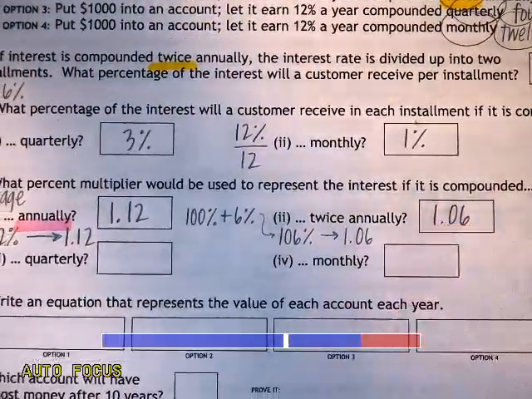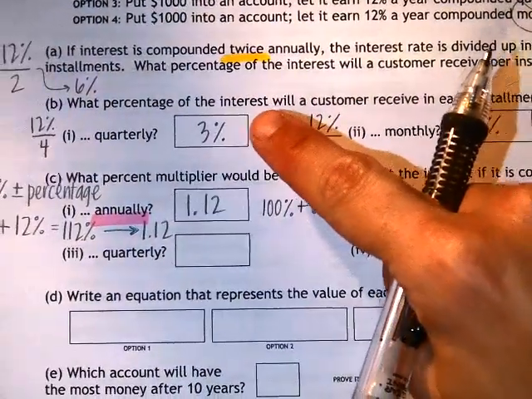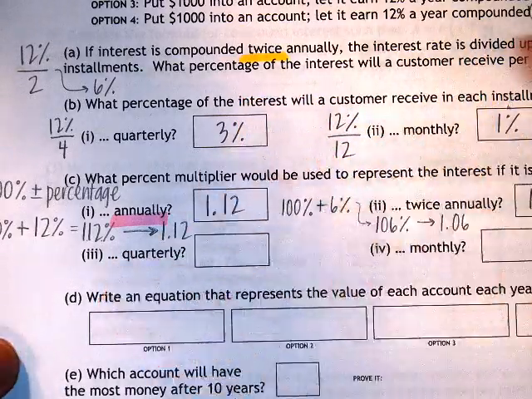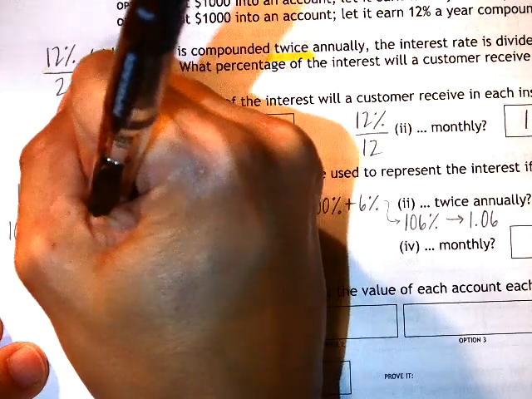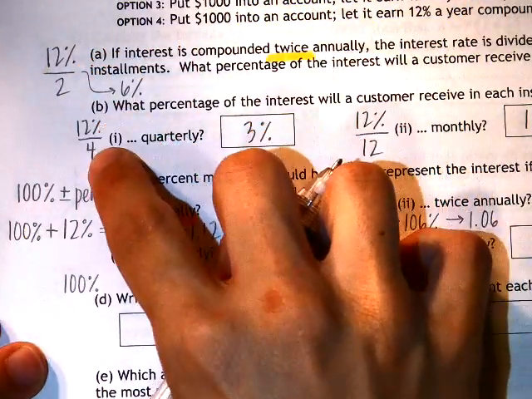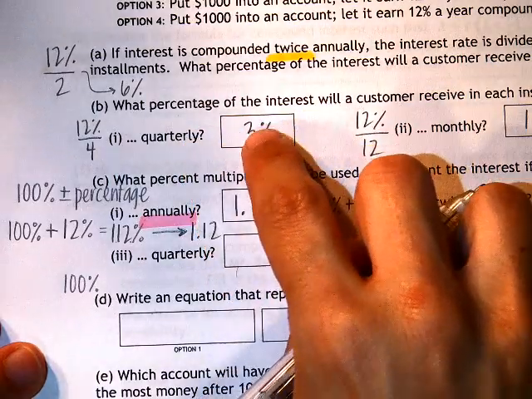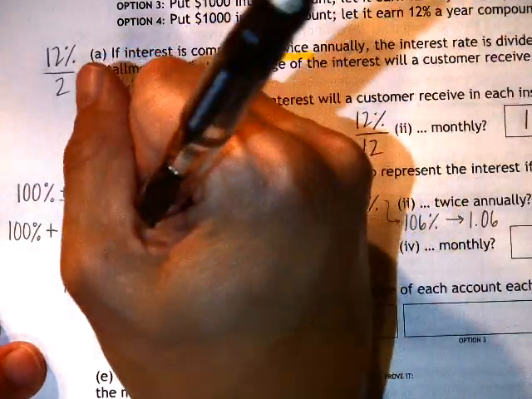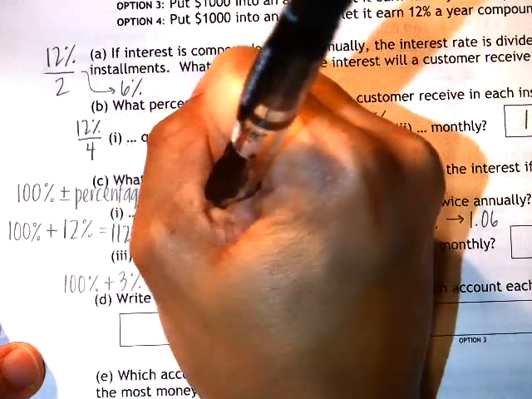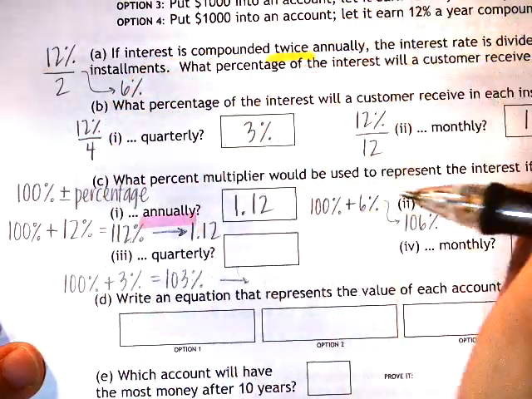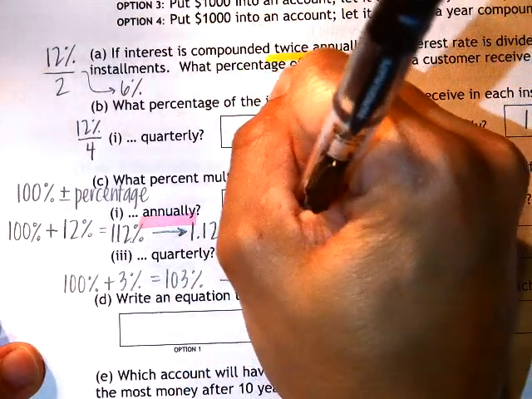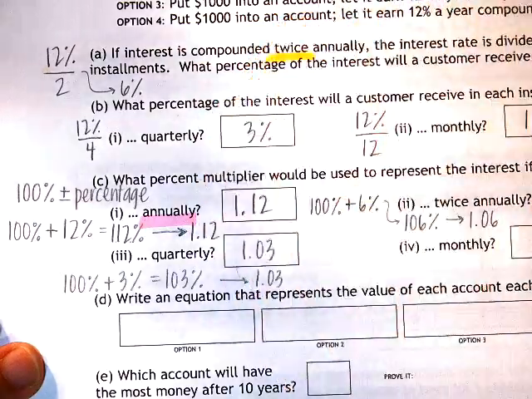We just need to look back at our previous work and make sure that we understand what percentage the bank is actually going to use in those cases. Quarterly, for instance, is going to pay us a 3% payment because 12% divided into 4 quarters is 3% payments that the bank was going to pay us. So 100% plus 3%, that's 103%. Move the decimal 2 places to the left, that gives me a multiplier of 1.03.